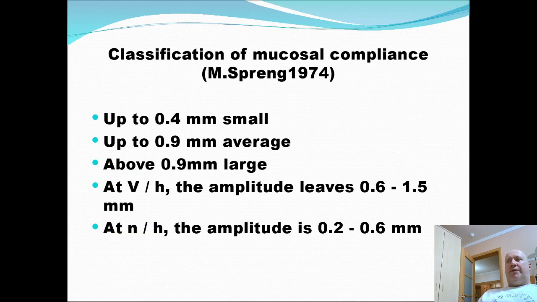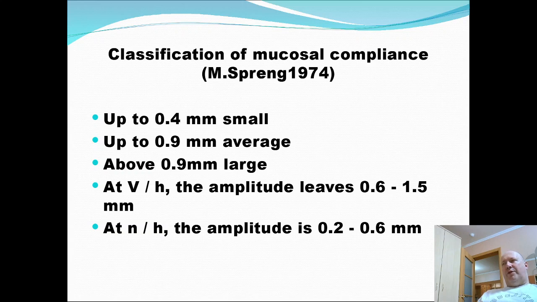Classification. First, we'll discuss classification of mucosal compliance, and this classification depends on the thickness of the mucosal layer, and this depends on what type of partial removable dentures you have to choose. The first is up to 0.5 millimeter, it's small. Up to 0.9 millimeters, it's average. And above 0.9 millimeters, it's large.